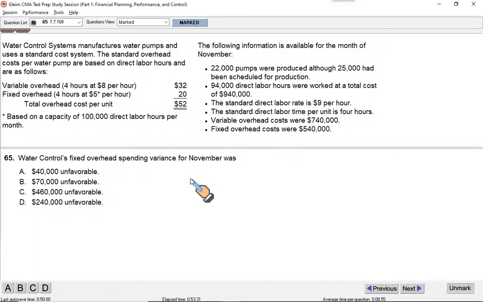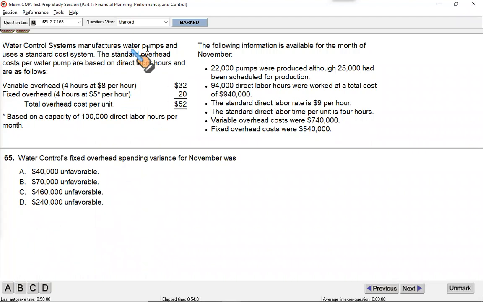Okay, now we have a comprehensive example which covers almost all the variances we have done so far. This question will ask you to calculate fixed overhead spending variance, variable overhead spending variance, direct labor price variance, variable efficiency variance, direct labor efficiency variance. See, many variances are involved, almost what we have done so far. So let us first read this question and analyze whatever we can extract and then find what is required.